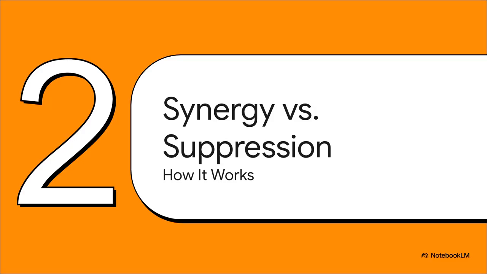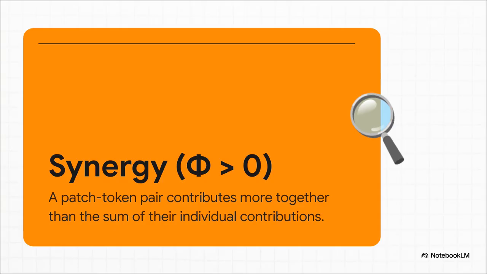So how does it actually do all that? Well, MultiSHAP boils it all down to two key ideas that it measures between the image and the text. It's looking for either synergy or suppression. Let's dig into what those really mean. First up, we've got synergy. This is the good stuff. It's when a feature in the image and a word in the text basically team up. They amplify each other, making the final conclusion even stronger.